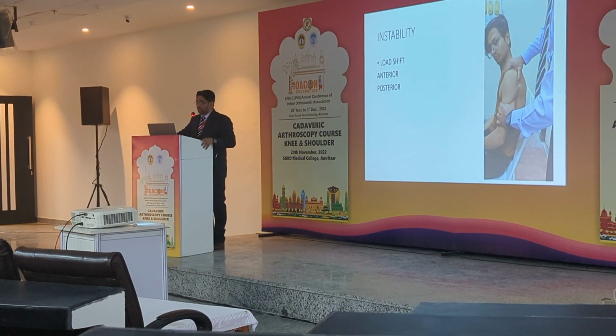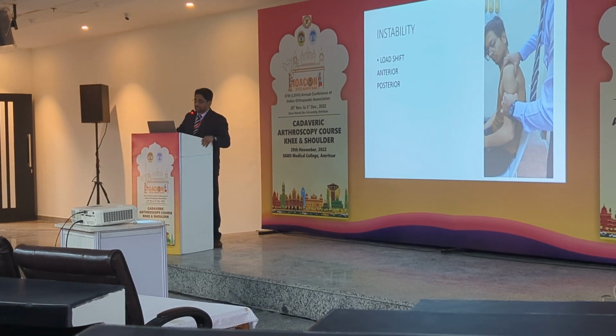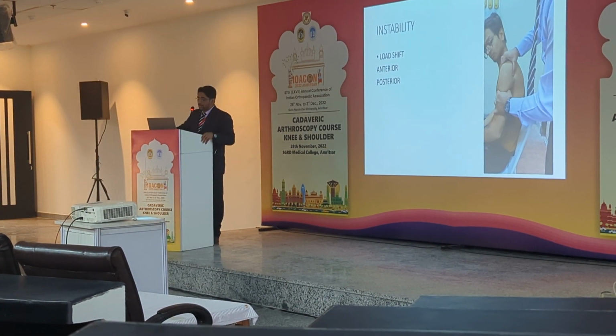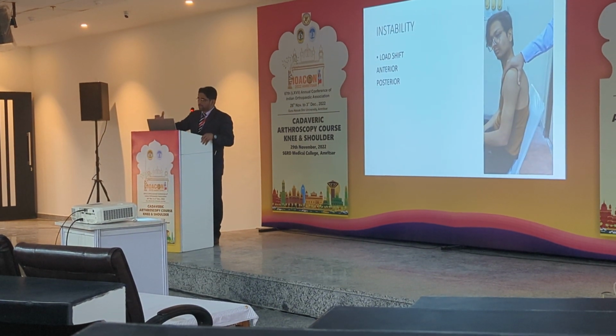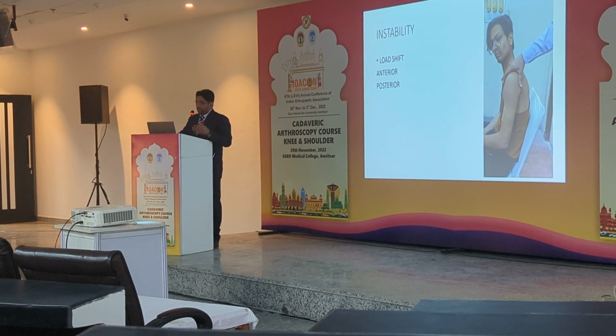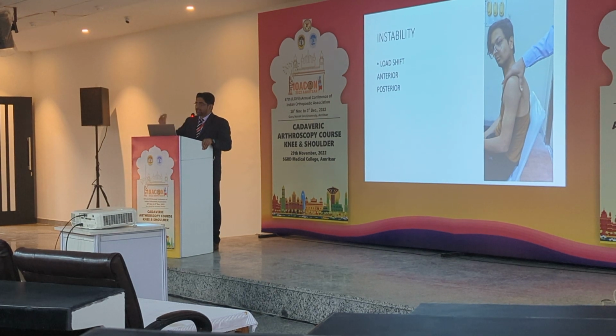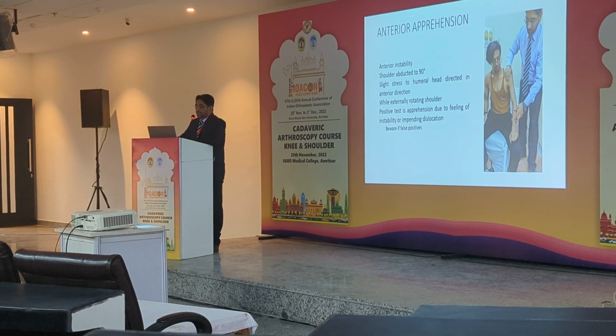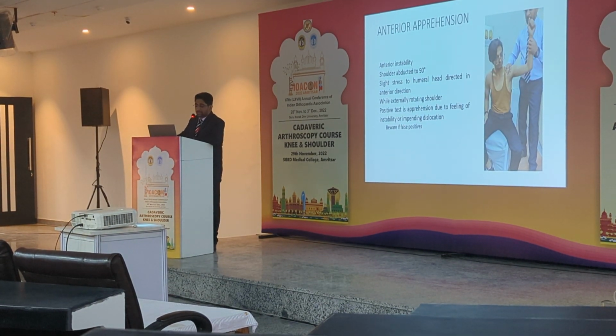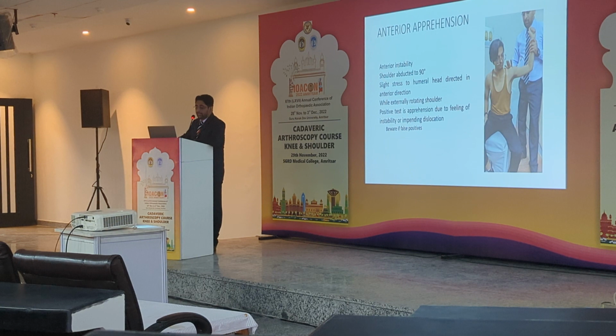There is load and shift, anterior and posterior, we stabilize the scapula with one hand, and with the other we hold the humerus and we try to push and pull it back. If it is getting subluxated, that means there is instability of the shoulder. We check for the anterior apprehension test, in which anterior instability we check, the shoulder is abducted to 90 degrees.